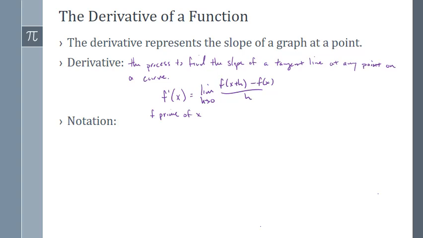So there are different notations we can use. Number one, f prime of x is the most common. We also have d over dx, which still means change in x. Think of d as like the delta symbol. We can have dy over dx if we're talking about a specific function. And there are some other ones too. These are the main notations. This f prime of x is the number one that we're going to use.